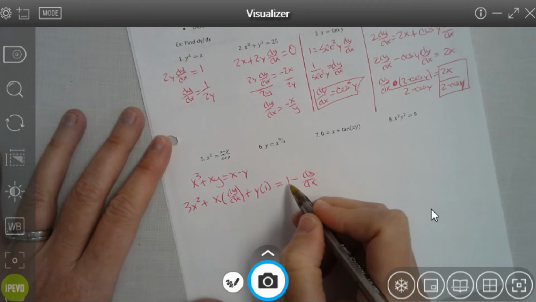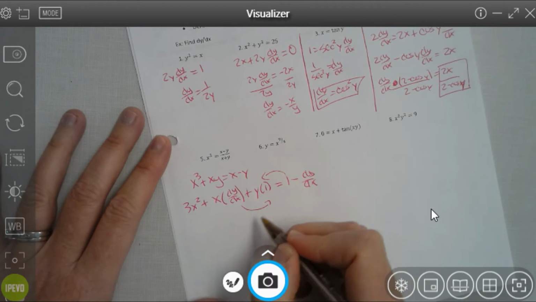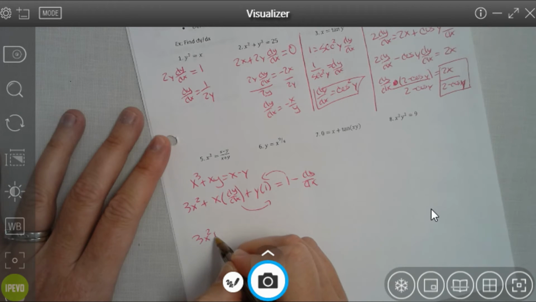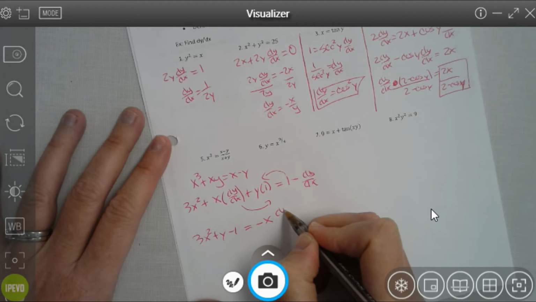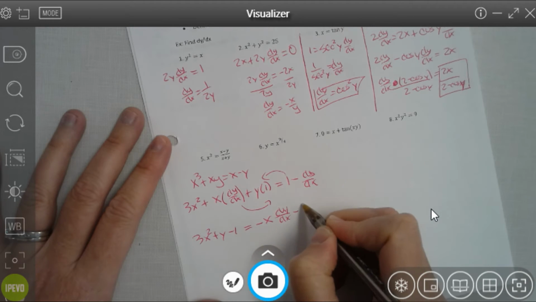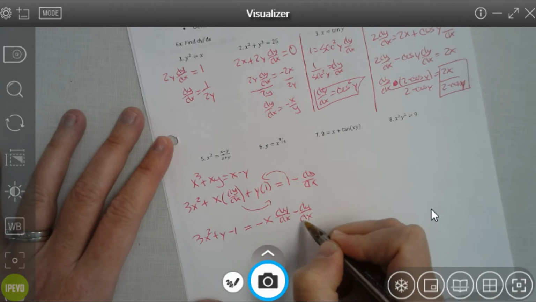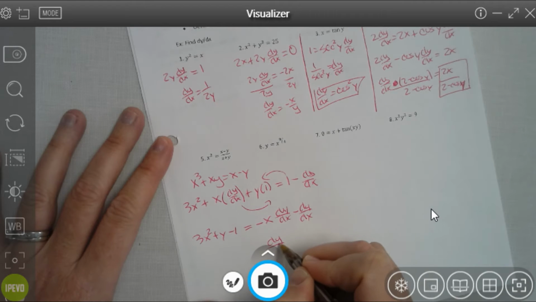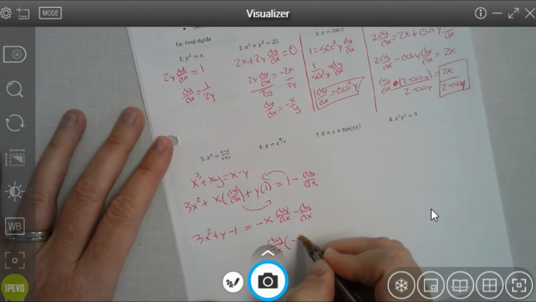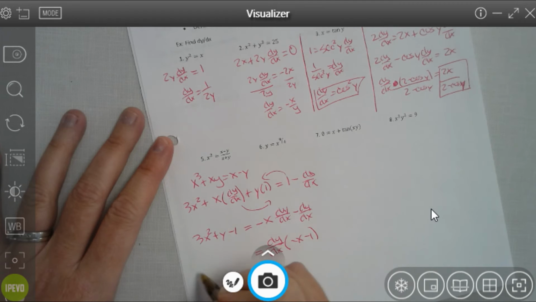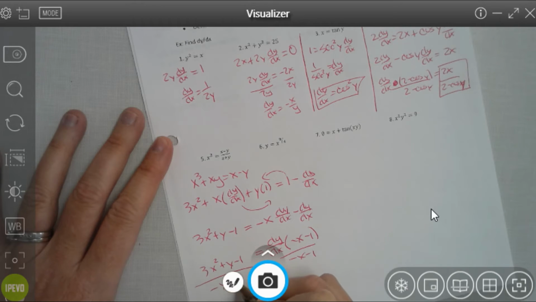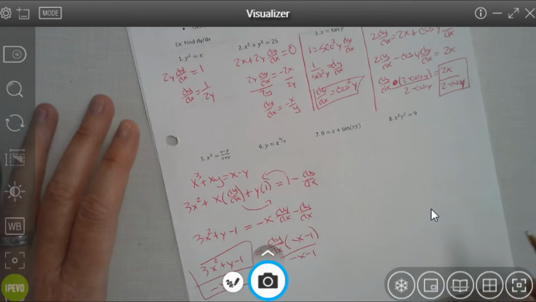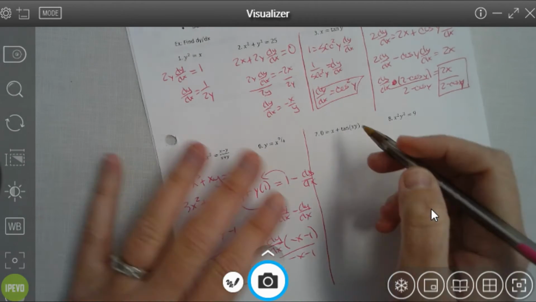Put the dy over dx on the same side, so I'm going to move the 1 here, that over there. So I get 3x squared plus y minus 1 goes to negative x dy over dx minus dy over dx. Now you can factor out this dy over dx on this side, and you're left with negative x minus 1, and then you would divide that over to the other side. So you have negative here. So that's the derivative.